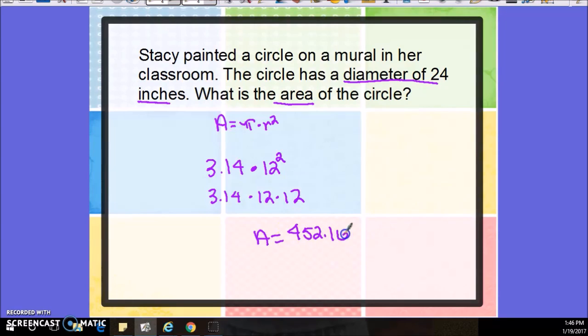Oh, because I didn't do the... Did you square the 12? You have to square the 12. I got 400. You have to do 3.14 times 12 squared, or put 3.14 times 12 times 12.